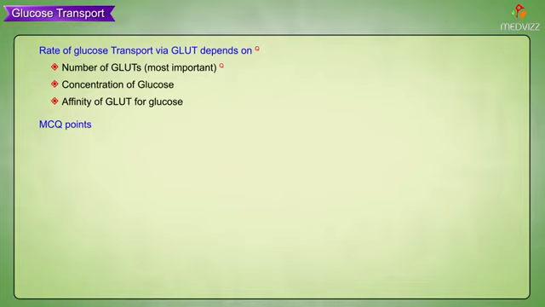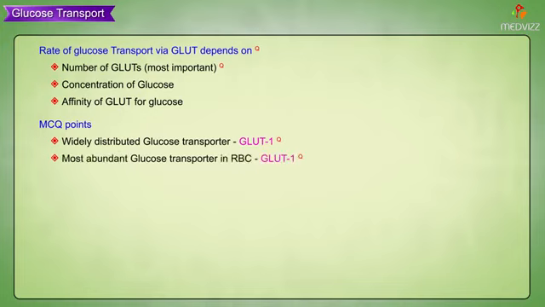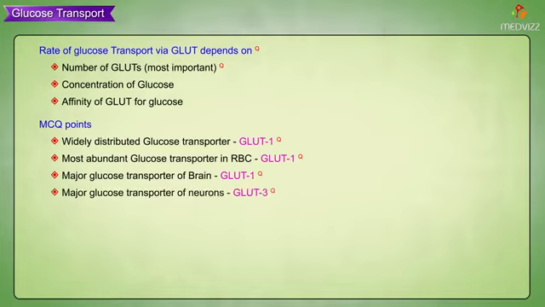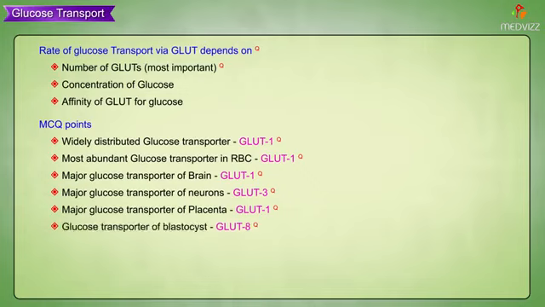Multiple choice question points. The widely distributed glucose transporter is GLUT1. The most abundant glucose transporter in red blood cells is GLUT1. The major glucose transporter of the brain is GLUT1. The major glucose transporter of neurons is GLUT3. The major glucose transporter of the placenta is GLUT1. The glucose transporter of the blastocyst is GLUT8.